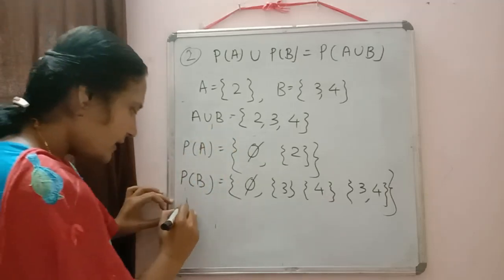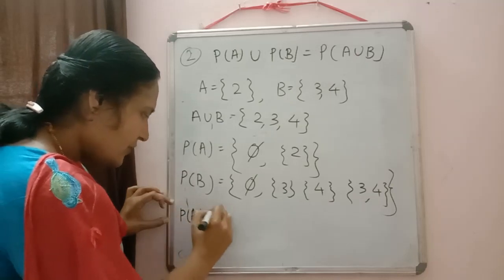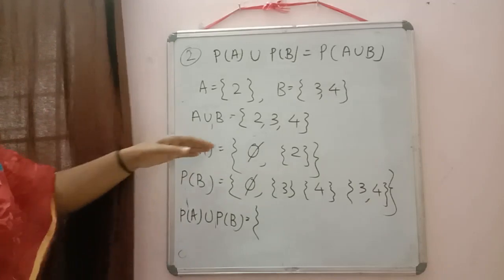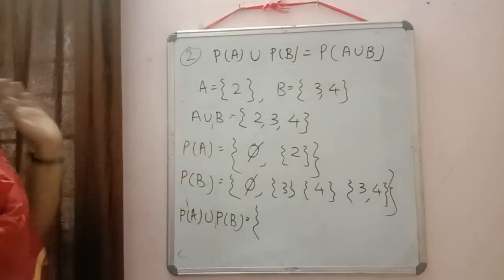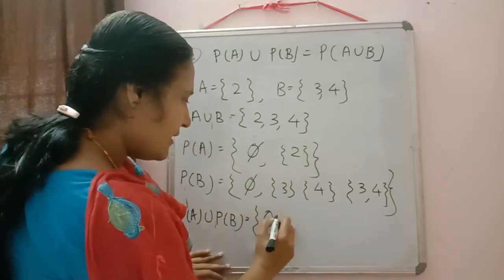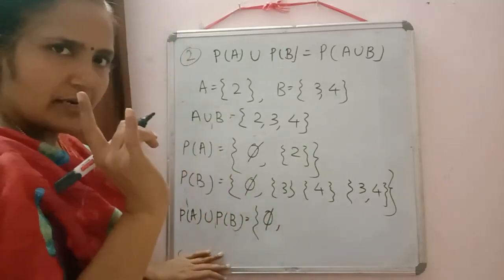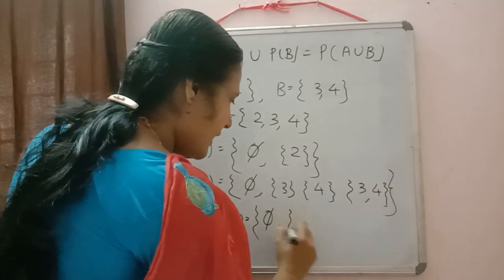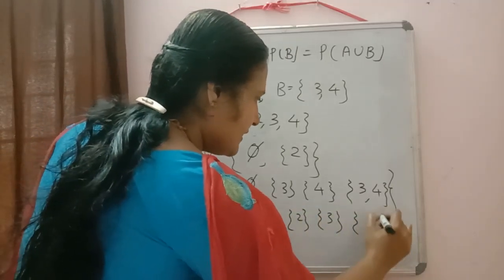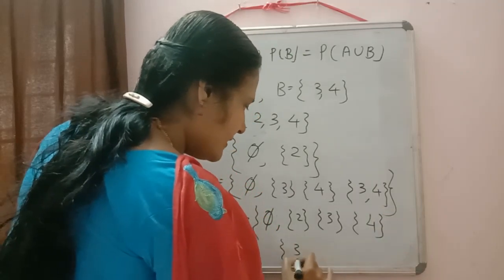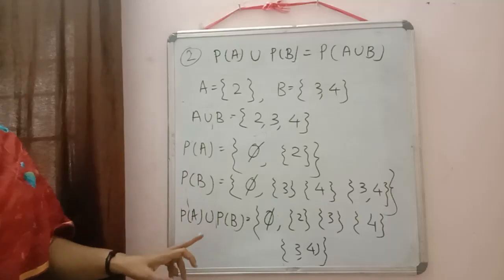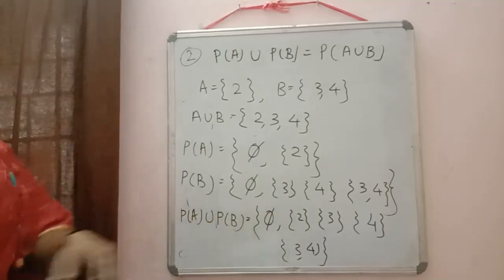Now what we have to write? Power set of A union power set of B. The elements which are there in power set of A and the elements which are there in power set of B. So we can write the null set, we don't have to write it 2 times, 1 time only is enough. Then we have set {2}, set {3}, set {4} and set {3, 4}. So power set of A union power set of B is represented by this set.